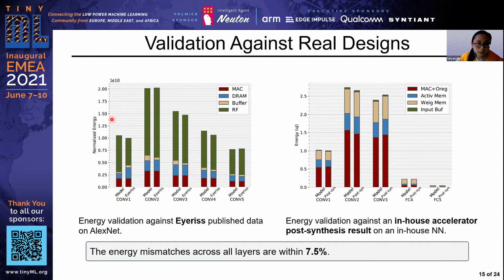So this is the normalized energy. The first bar is the ZigZag model prediction, and then the second bar is the data provided by Iris. On the right-hand side, we also validate our model with an in-house accelerator post-synthesis result. And the total energy mismatch across all layers is within 7.5%.